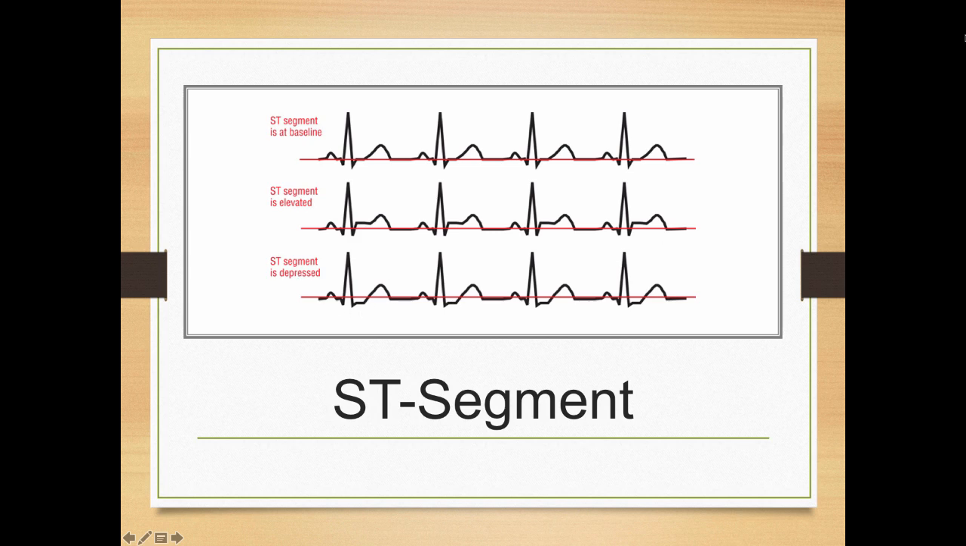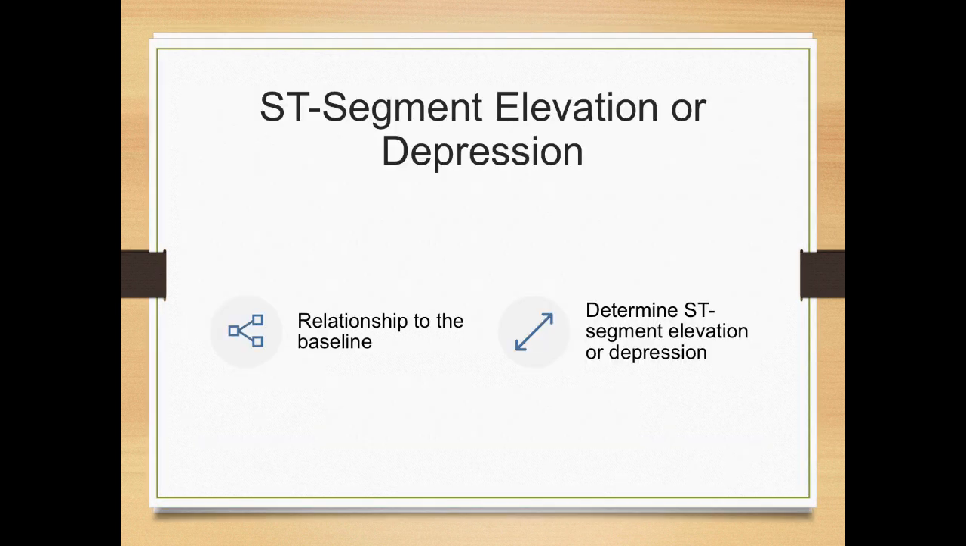If we talk about ST elevation, your ST segment is above baseline. It doesn't come back to baseline. If we say that we have ST segment depression, that means your ST segment is below baseline. Again, it's not coming back to baseline. It goes below and stays below your baseline. That relationship to the baseline is what we are evaluating our ST segment on. So ST segment elevation and depression are all determined by where our baseline is.